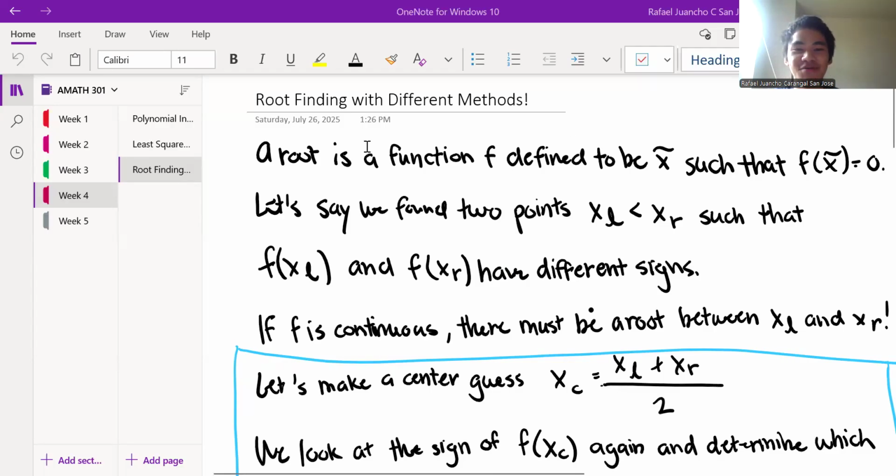So today we're going to be finding roots. And here in our scientific computing course, we're going to be looking at different methods to find roots. So again, what are roots?